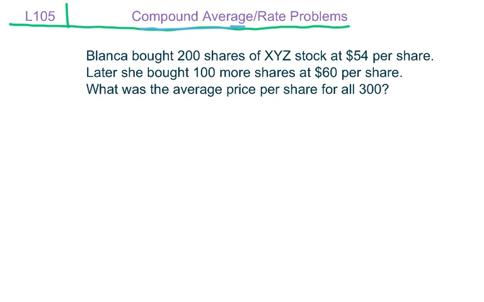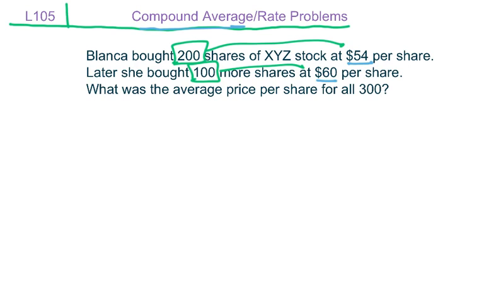So the most basic mistake that people will make is they'll be like, oh, well, she bought one at 54. She bought another at 60. I'll just average those two. It doesn't work that way, friends. Because notice, she didn't just buy one stock at $54 per share or one stock at 60. If she did, then obviously the average would be what we might assume. However, she bought 200 at 54 and 100 at 60, and this must be accounted for.